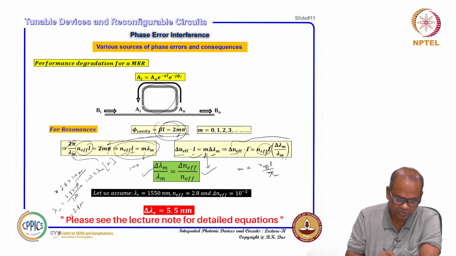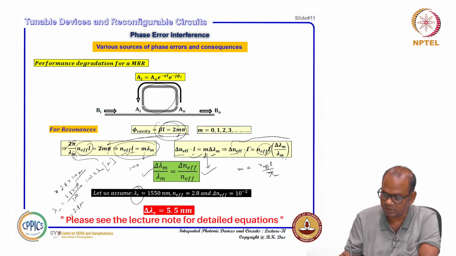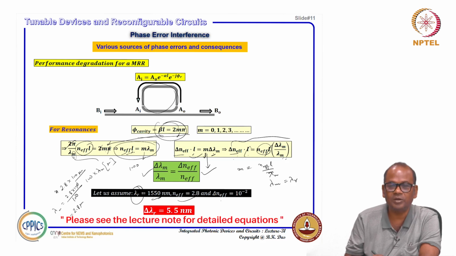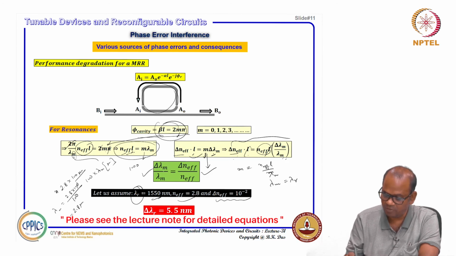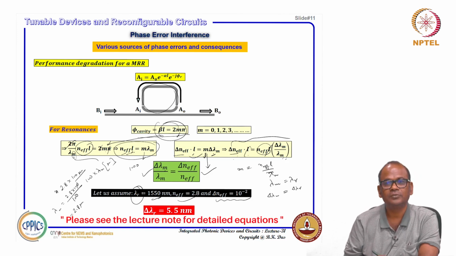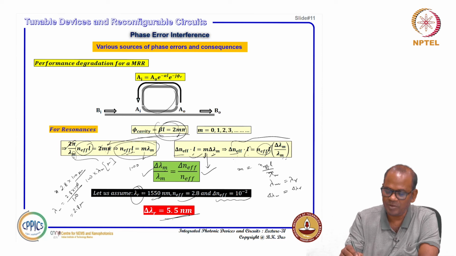Okay. So in that case, let us assume I am expecting a particular resonance lambda r, 1550 nanometer, and N effective we can consider about 2.8 for a fundamental mode, single mode waveguide. And suppose your delta n effective change happening because of the dimensional error is 10 to the minus 2. If you calculate delta lambda m, that is delta lambda r, the resonance detuning will be 5.5 nanometer. So 5.5 nanometer resonance detuning is huge. Suppose you want to operate at 1550 nanometer resonance, now it is giving you resonance at 1550 plus 5.5 nanometer.